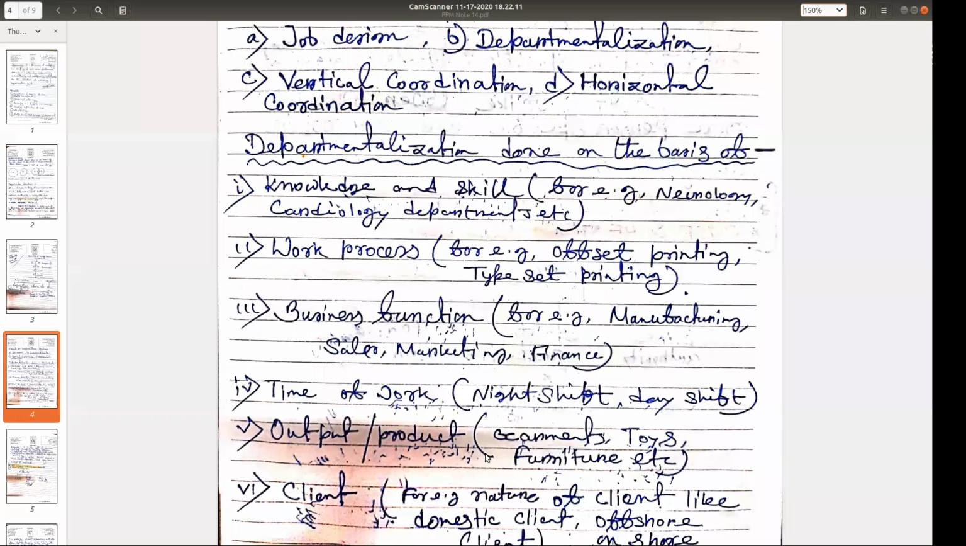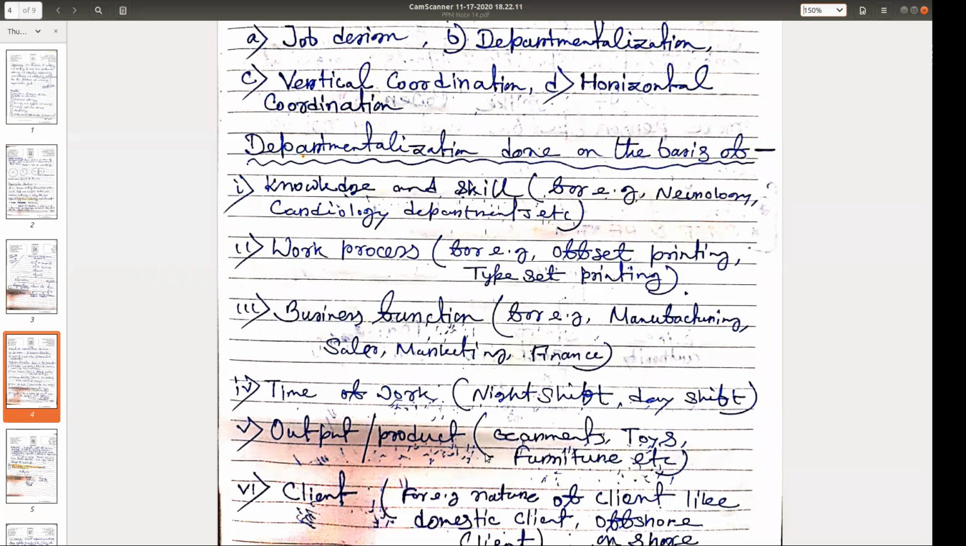This is one basis of departmentalization. Another basis may be work process. That means what kind of work process is followed in different departments, like in a printing industry. In some section there may be offset printing, in some section typeset printing. So based on offset printing and typeset printing, different departments have been created. That is based on the work process.